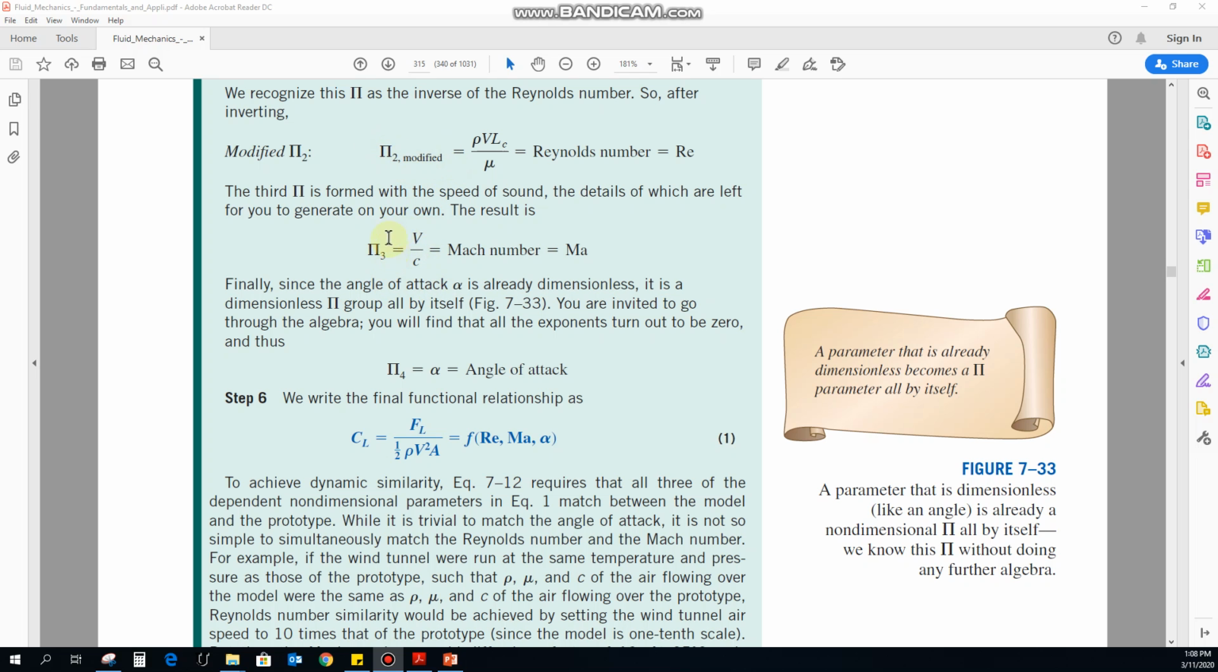For the phi3, you can write down this equation directly, v by c, or if you know it is equal to the Mach number, you can write down the Mach number. Phi4, which is an angle of attack, so you can write down as such here in terms of alpha. So overall, we are interested in getting this final equation that shows you the relationship between different dimensionless numbers.